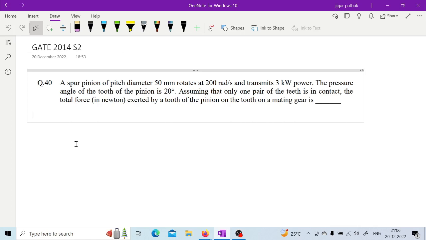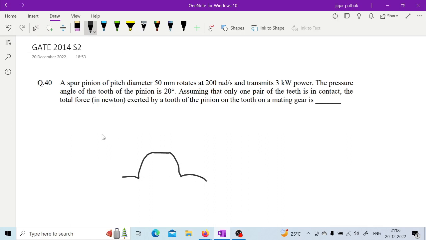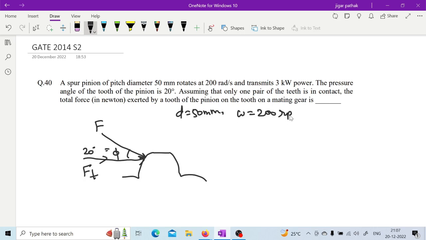So here it is very simple, right? So what they are telling is they are having this one tooth, in which force is applied along that pressure line as we have seen, and along the pressure line when you are applying, then you will have this as your tangential force, and this angle is given as 20 degree. So once you have this data with you, diameter is given as 50 mm, then omega is 200 rps, then power is 3 kilowatt, and phi is 20 as already we have mentioned.